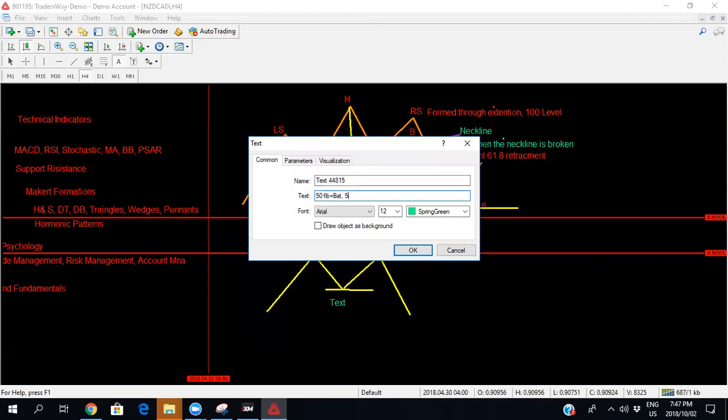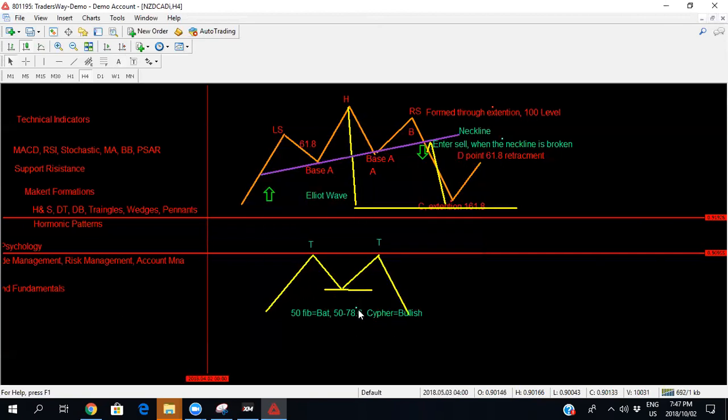If it's between the 50 and the 78.6, mostly the 618, but the maximum is the 78.6, it then gets to be a cipher pattern, right? So what are these? These are bullish. These are all bullish. A double top is a bullish market formation. At the 50, it's a bad pattern. At the 50 towards the 78.6 is a cipher pattern.